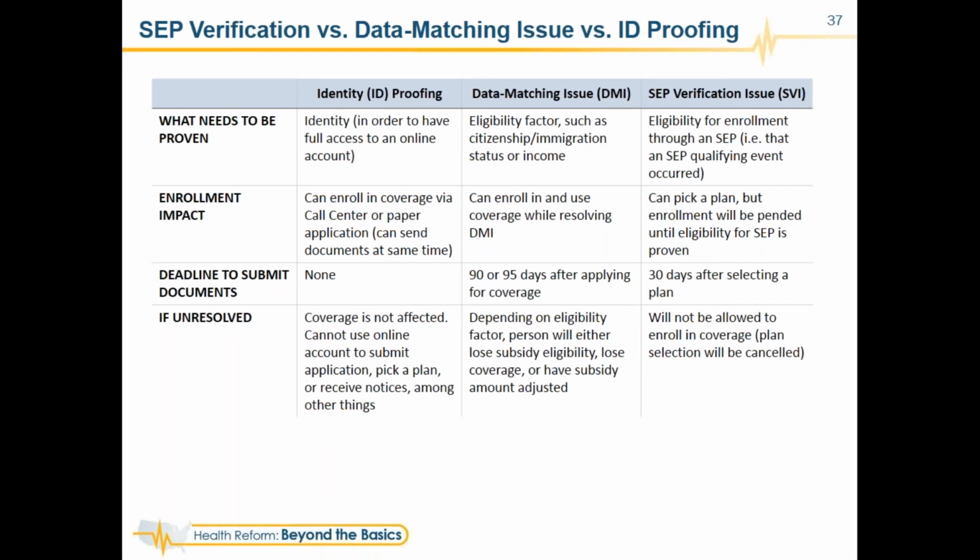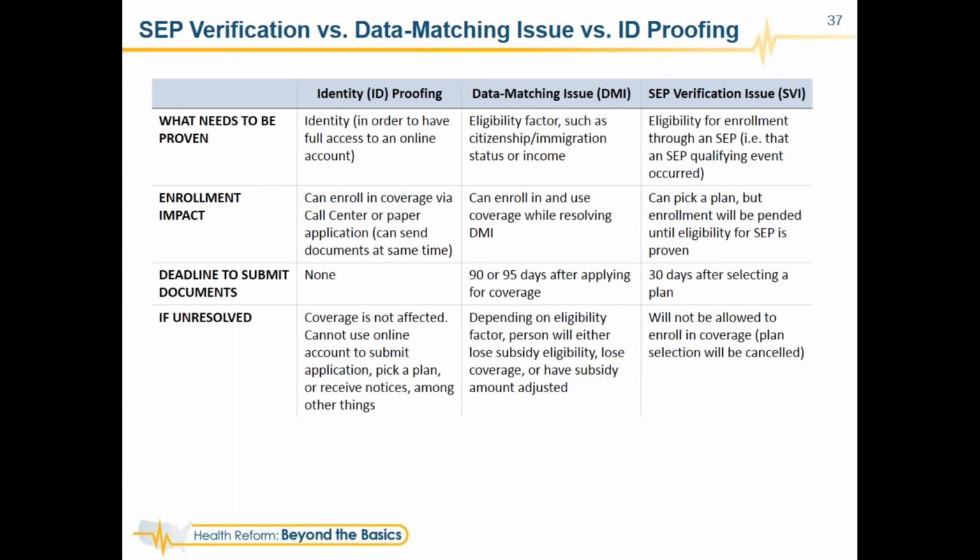So for those who can't be verified in this way, which is a small group, okay, it might seem to you that you're getting a lot of people, but ultimately in the whole universe of people who apply for marketplace coverage, it is a small group.